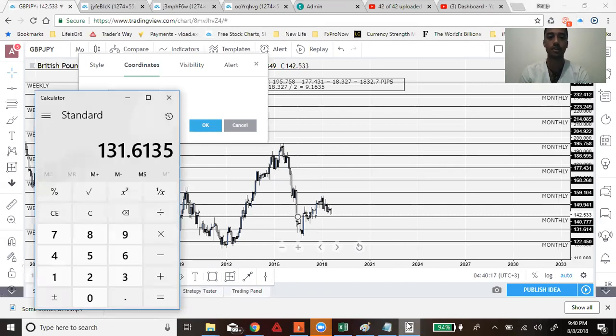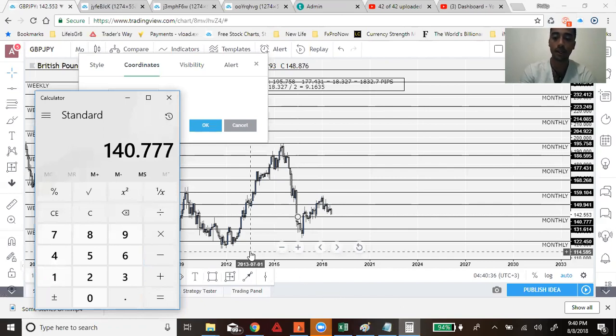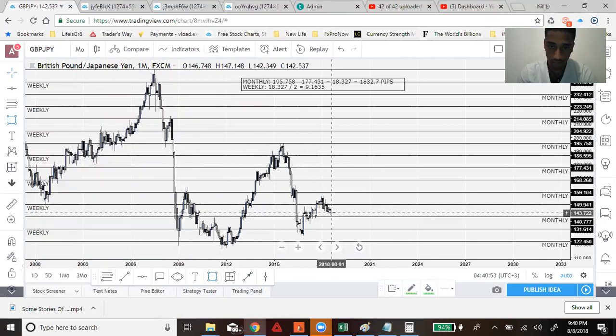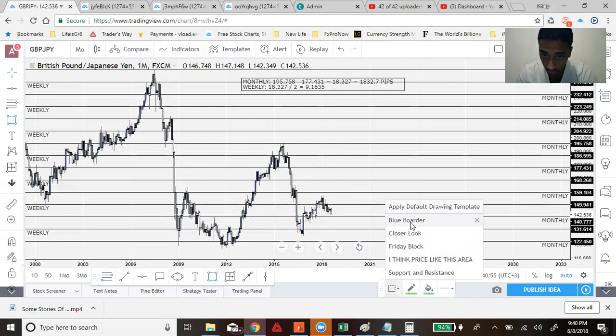So how am I going to add 100 pips? I'm literally just going to do the 140.777 plus 0.5. The reason why it's 0.5 is it's going to be 50 on top, 50 on the bottom, so it's a 100 pip buffer on both sides. So it's going to be 141.277. You can see what I mean. So this is the buffer border.